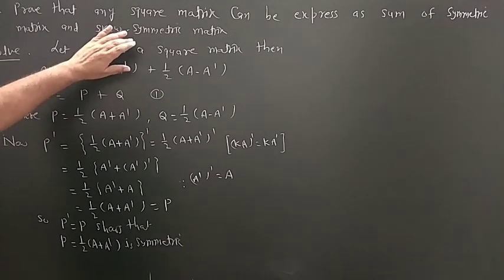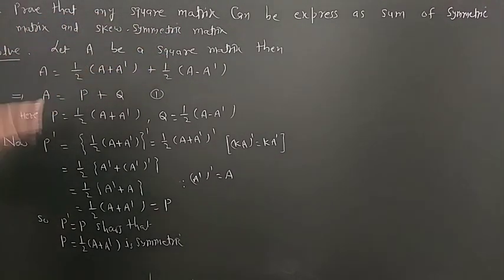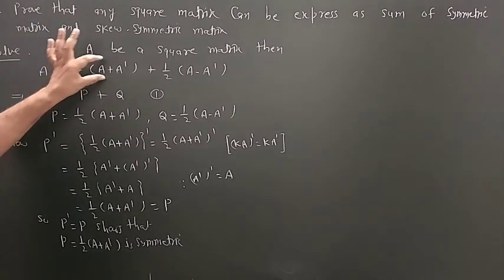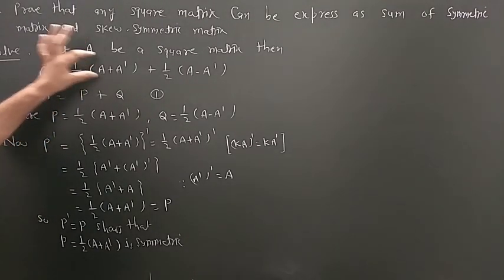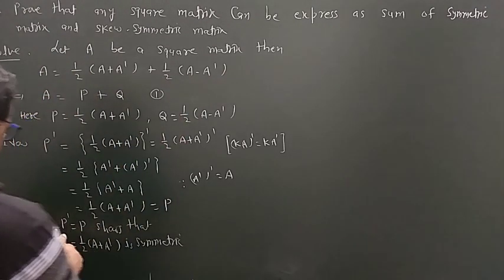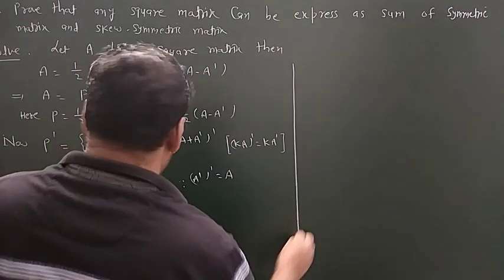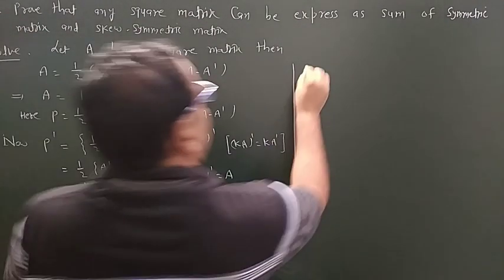In this question, first we reduce A in two parts, and we have shown here that one part of these two matrices is symmetric. Now we check the second matrix. The second matrix is Q.